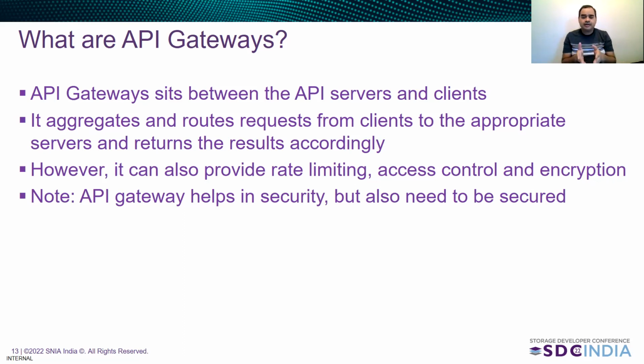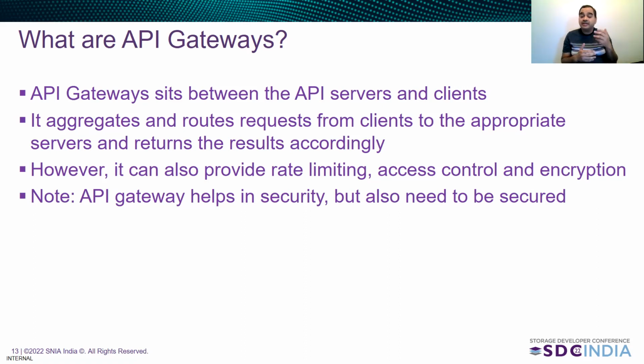So what is an API gateway? It's kind of a reverse proxy. It sits between the API server and the clients, and it aggregates and routes requests coming from the clients to the appropriate backend service, right? And it returns the result accordingly. Now, fine. This is some kind of load balancing that is happening. Why should you have API gateways?